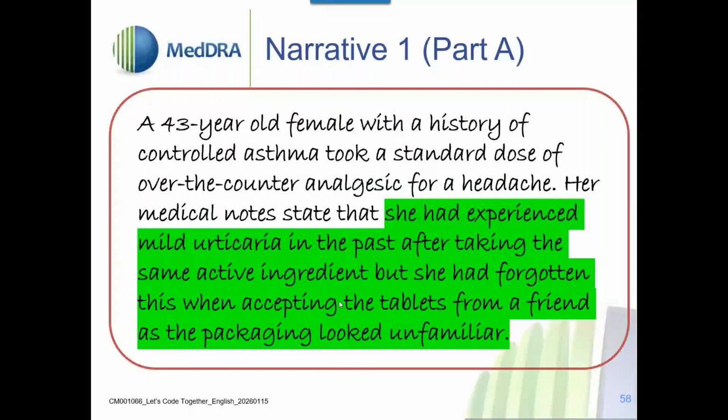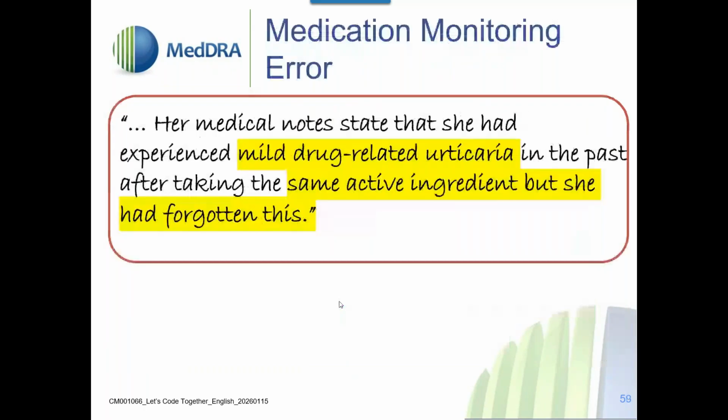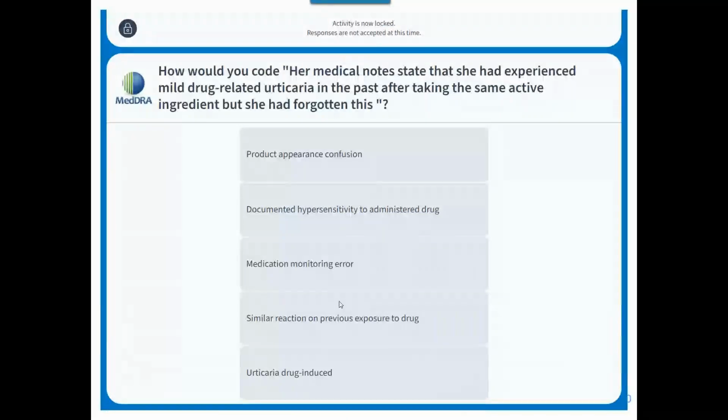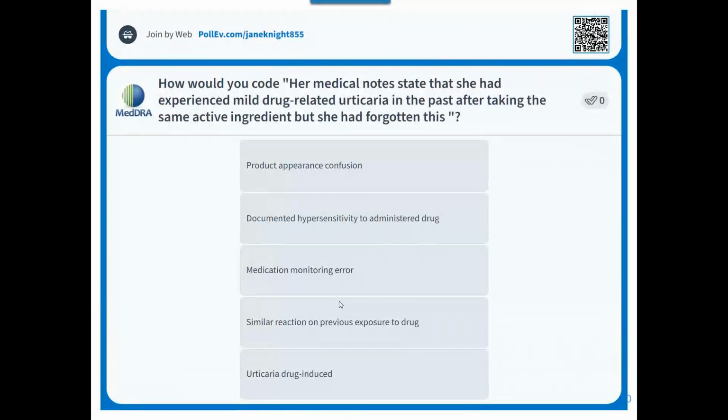So here's the point we're looking at here. She'd experienced mild urticaria in the past, and it's in her medical notes after taking the same ingredient, but she'd forgotten this. The packaging looked unfamiliar. Her medical notes state, so with this, what would you code? Would you code it to product appearance confusion, documented hypersensitivity to administered drug, a medication monitoring error, similar reaction on previous exposure to drug, and urticaria drug induced? So the text that I've given you here, how would you code it?